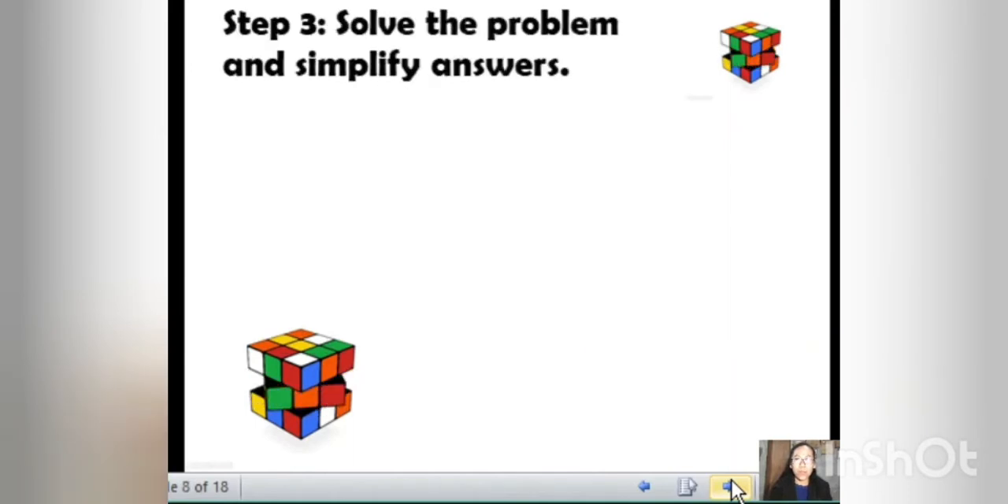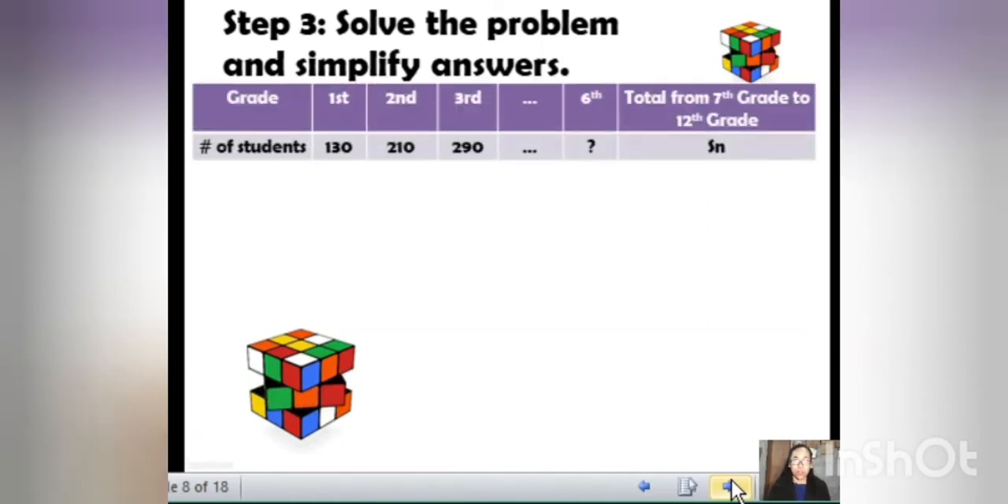Next, step number 3, solve the problem and simplify answers. So we have here the table, the grade, and then the number of students. For the first column, we have 130 students. Second, we have 210 students. Third, we have 290 students. So we will find the total number of students from the 7th grade to 12th grade.